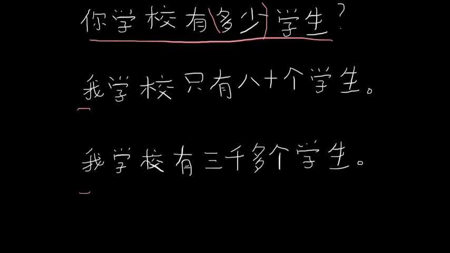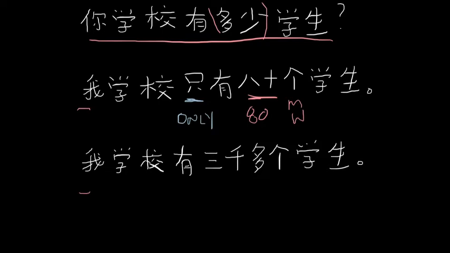So 我学校, and this is the key word right here: 只, it means only. 只有, so only has. So 我学校只有80个学生, so there's your 80, and then your measure word, 80个学生. So my school only has 80 students.